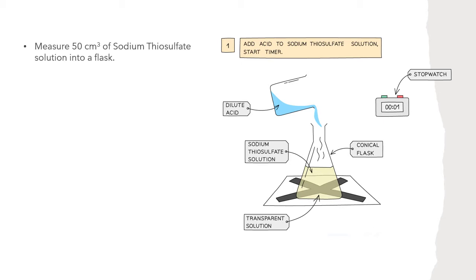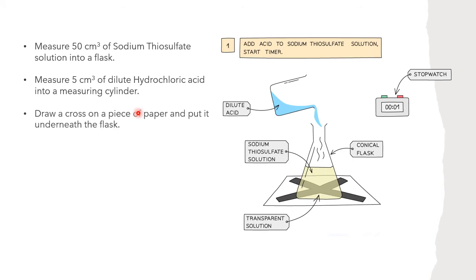Okay, reaction between sodium thiosulfate solution with dilute acid. We must have a conical flask. Conical flask tu kita akan letak dia dekat atas X mark. X mark tu kita lukis atas satu kertas. Kemudian we measure 5 cm³ of dilute hydrochloric acid in a measuring cylinder.